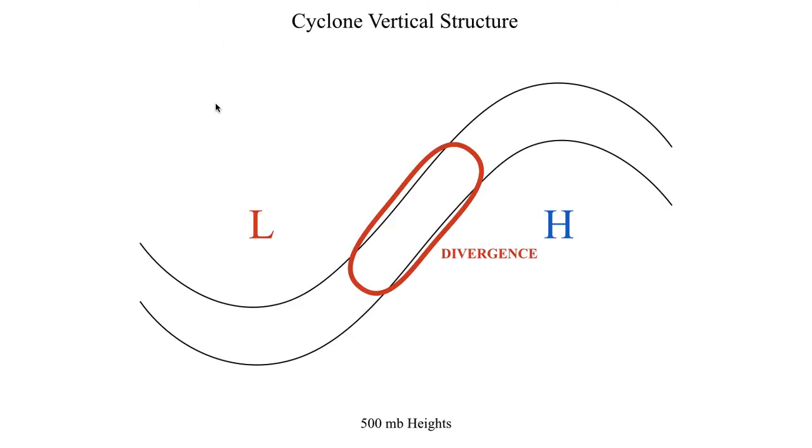And in this segment, we're going to talk a little bit about the vertical structure of a cyclone and what that exactly means for us in the atmosphere, and also how it pertains to forecasting to some extent. So let's go ahead and dive right into it.